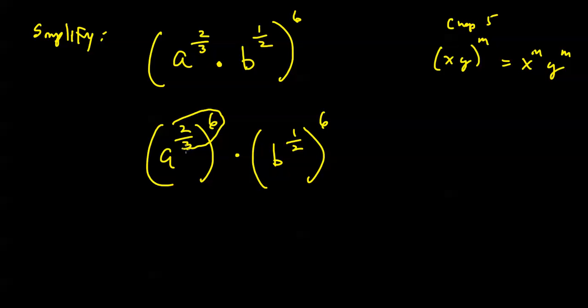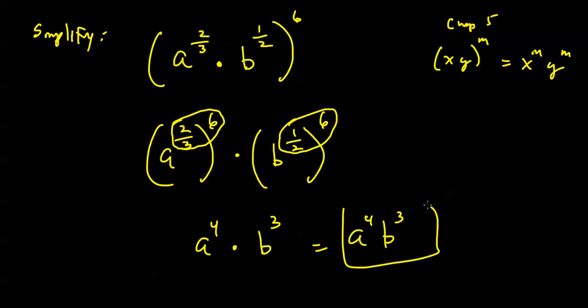Well, this is now a multiplication problem at the exponent level, of course. 2/3 times 6 is 4. So I'll have a to the 4th power times, and now a power of a power here, 1/2 times 6 is, of course, 3. I get a to the 4th times b cubed. Our author would probably write this answer as a to the 4th b cubed with implied multiplication.